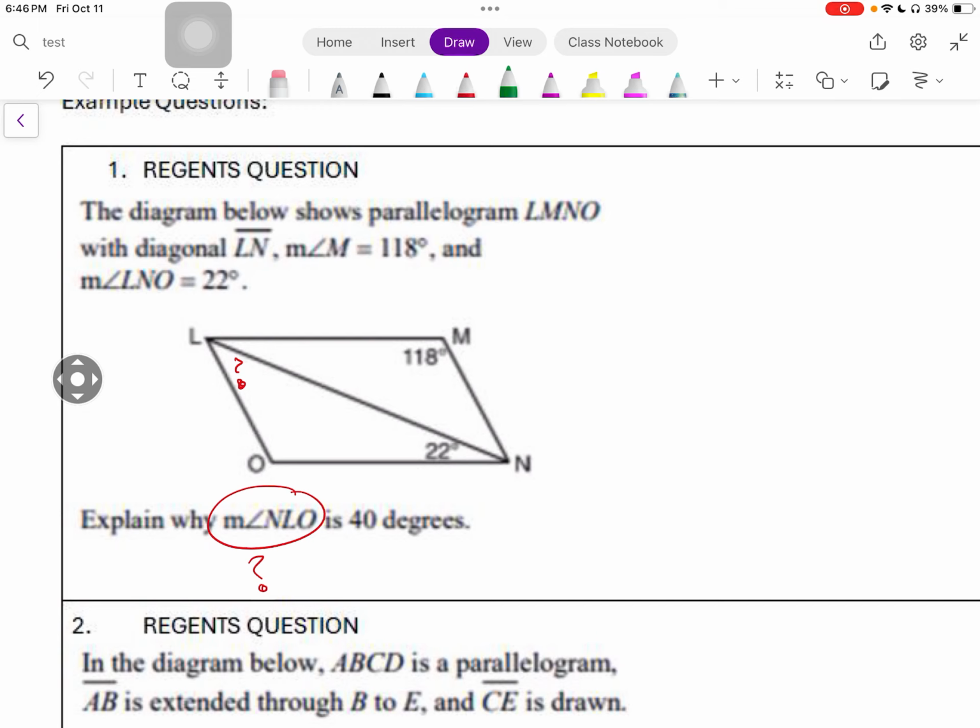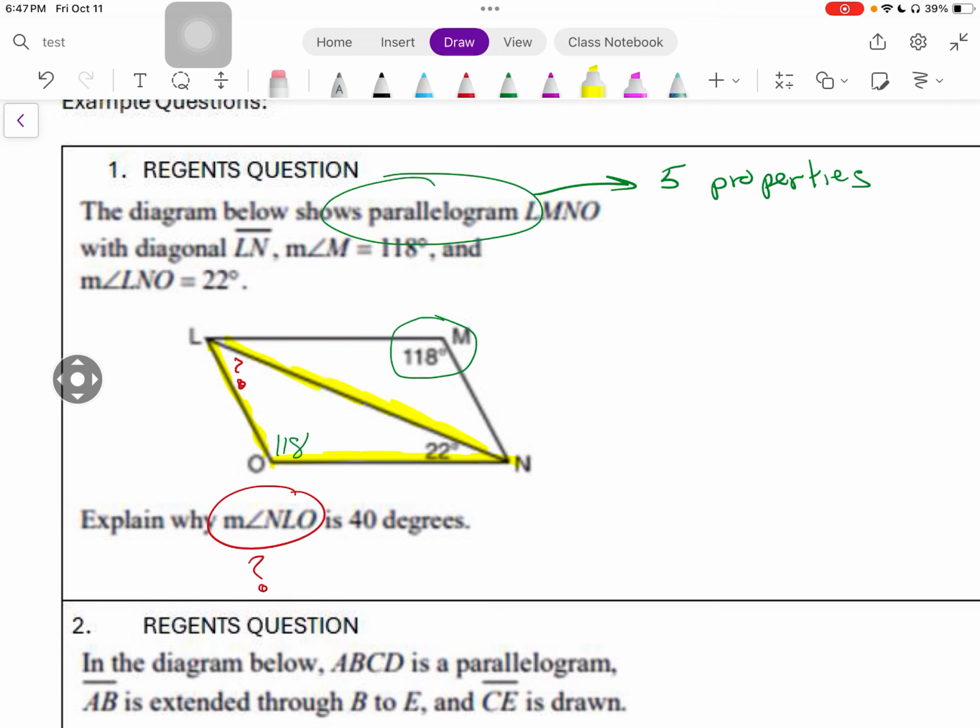But the first thing, when you see this word parallelogram, you know that you now have access to the 5 properties from the last page. So the first property that I'm going to use is that opposite angles are congruent. So I know that angle O is 118. After I do that, I'm going to focus on the fact that this is a triangle.